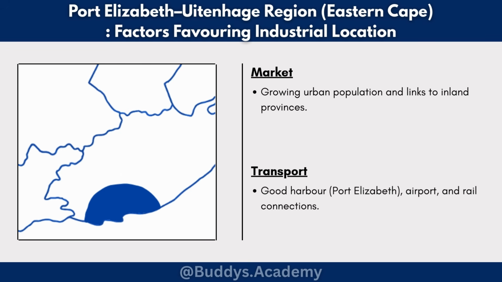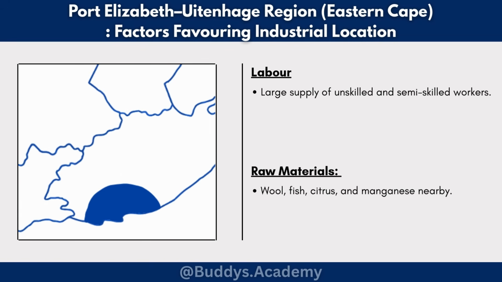Remember, Port Elizabeth does have a harbour. It's going to have an airport, and it's going to have rail connections. So that's basically going to link this region to your other places, obviously, in the country. In terms of labor, it's going to have a large supply of unskilled and semi-skilled workers. In terms of raw materials, there's going to be wool, there's going to be fish, citrus, and manganese nearby.